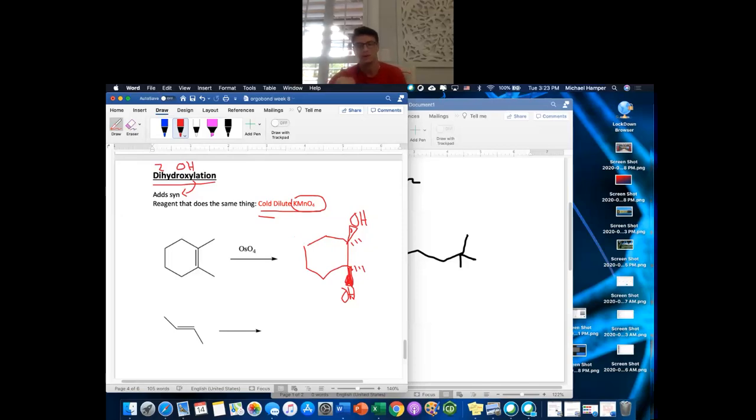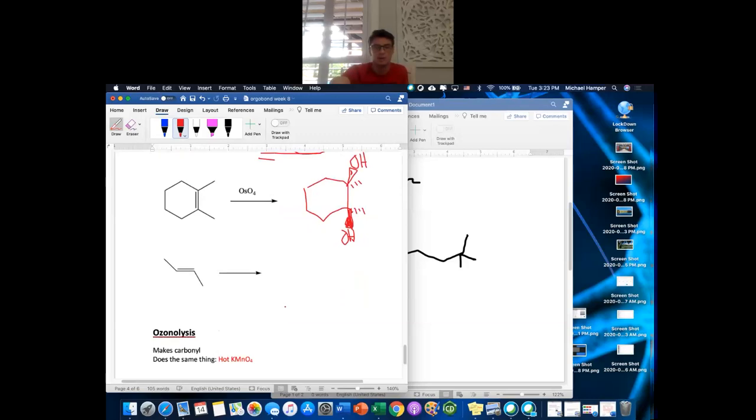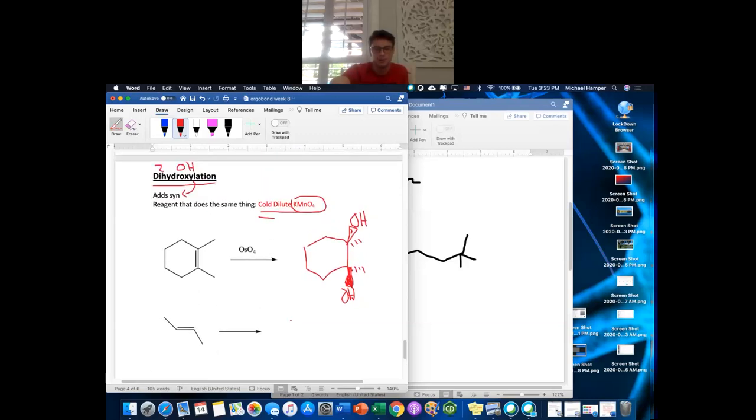All right. So for the bottom example, again, you're just adding the two OHs in the syn formation, so in the same direction. You could have them both dashed or both wedged. Here I'm just drawing them both dashed. All right. Does that make sense to everybody?